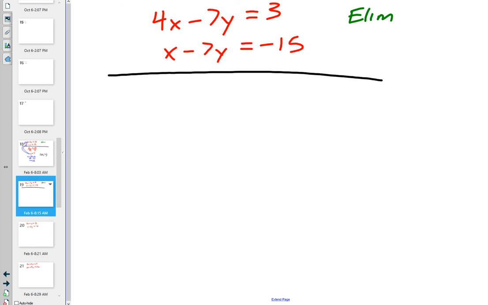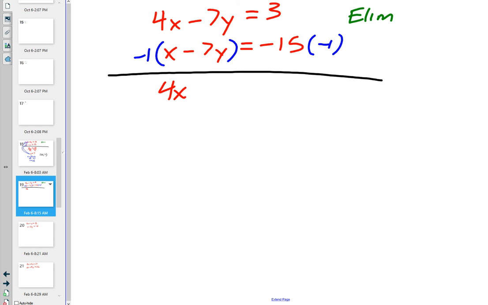The y's. The y's look like they have the same number in front because they both have a 7, but we need them to have different signs. Right now they're both negative. So what I'm going to do is pick one of them. When I have the choice, like I do here, I normally pick the bottom one, and I'm going to multiply everything by -1. What happens when I multiply a number by -1? Change the sign, which is what I want.